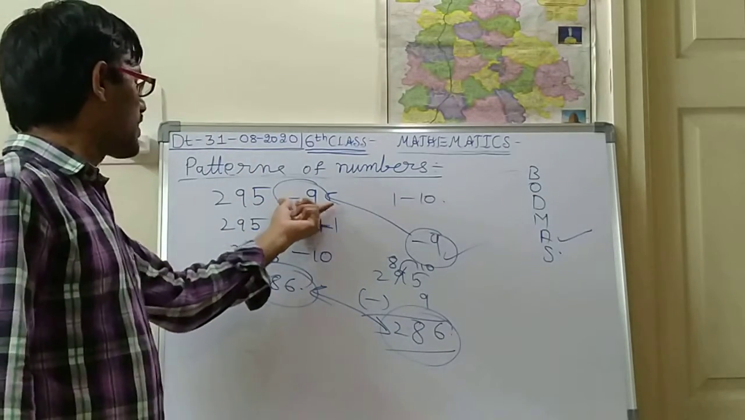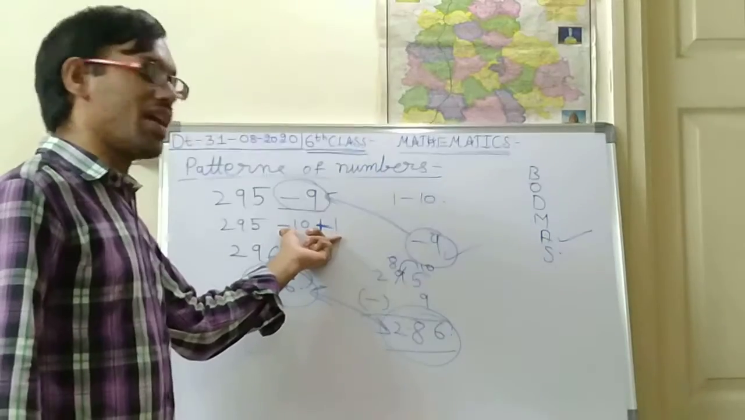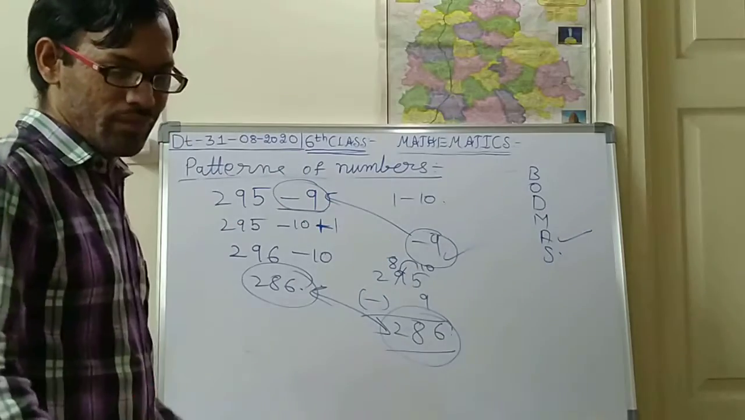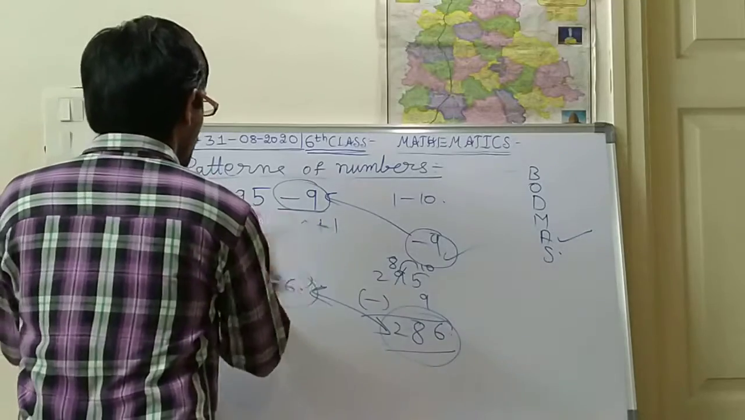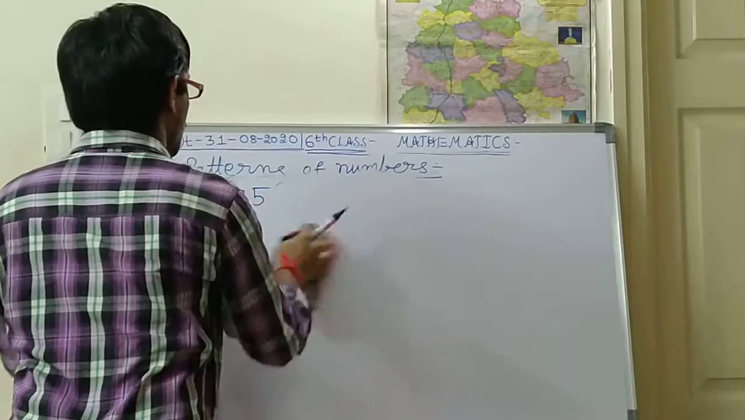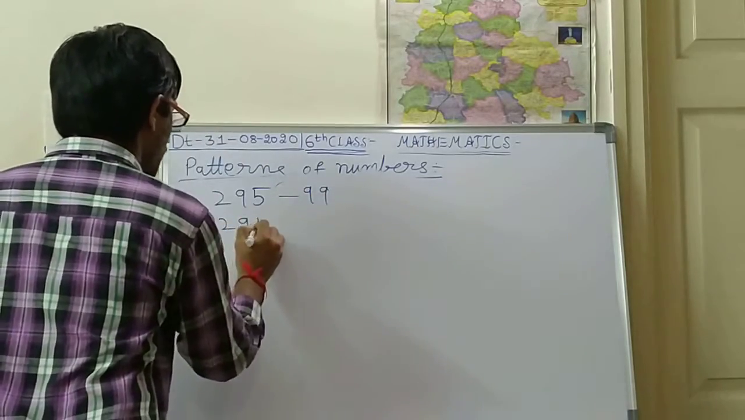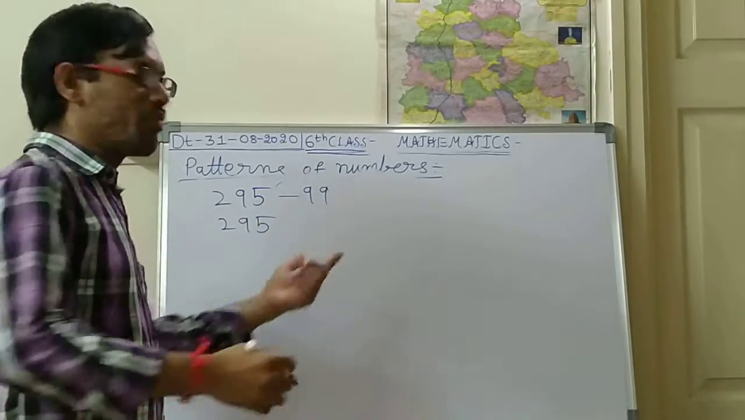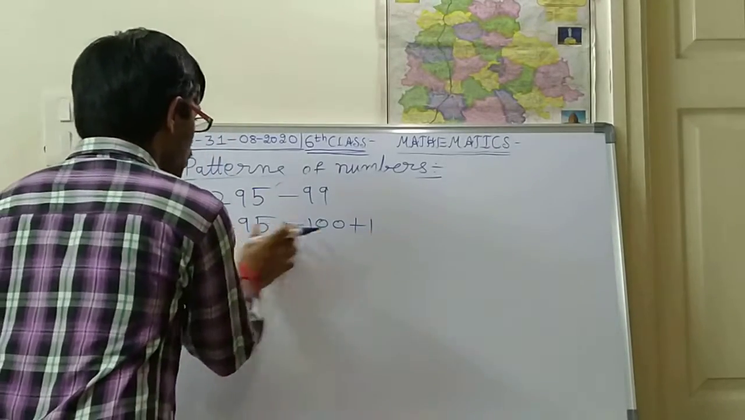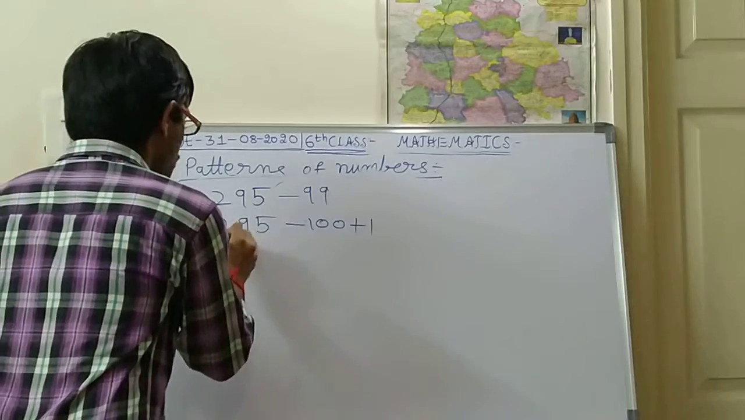So like this, subtraction with 9. Next, if you take 99, what will be the result? We have to check. Minus 99, same method. 295 as usual. Minus 99 means minus 100 plus 1. So 1 minus 100 is minus 99. So here 295 plus 1.